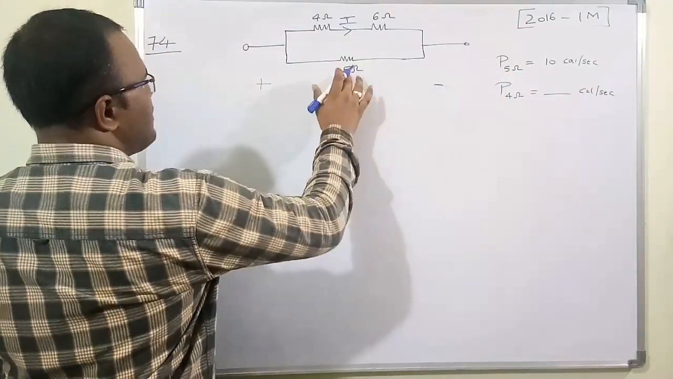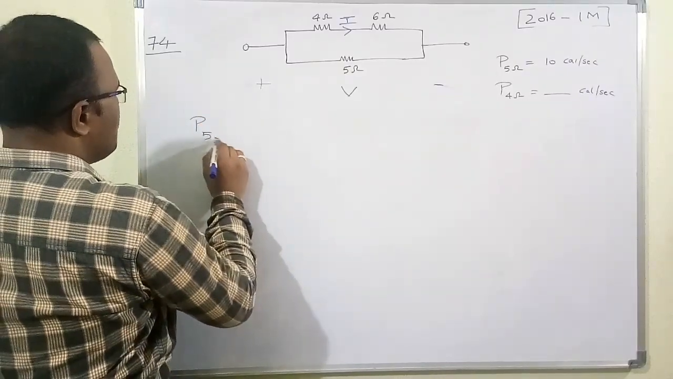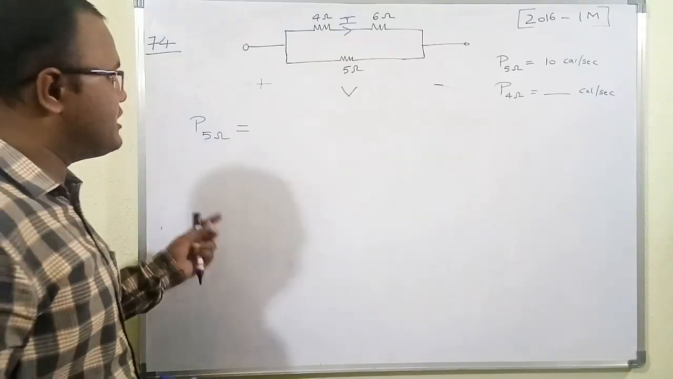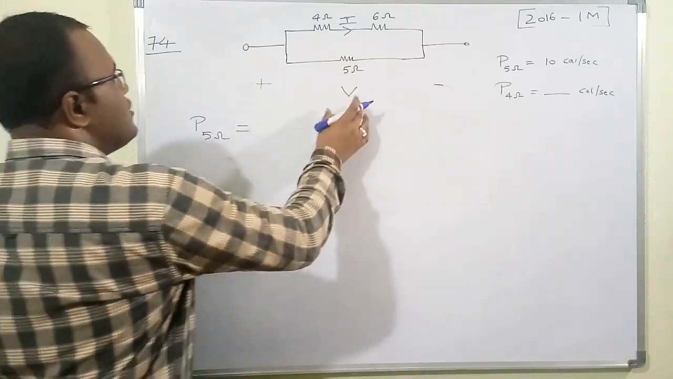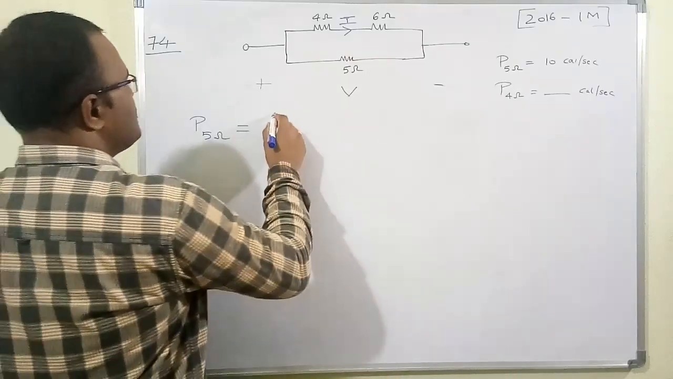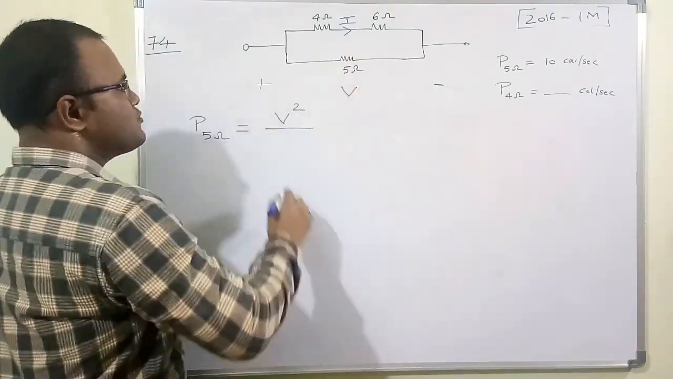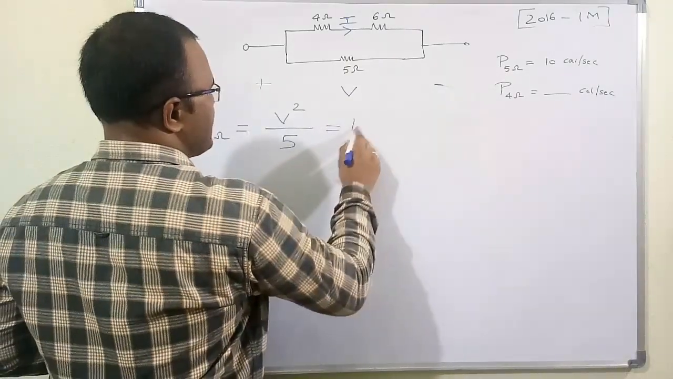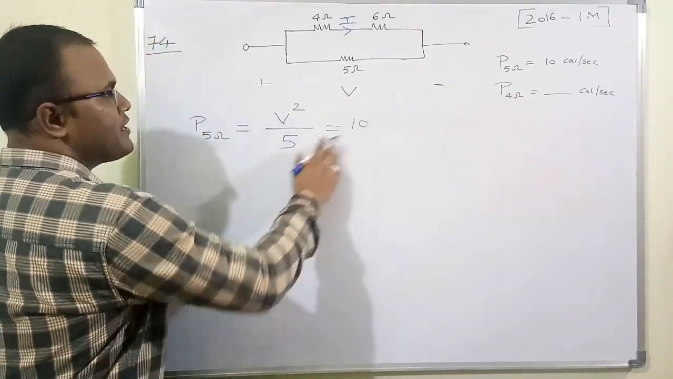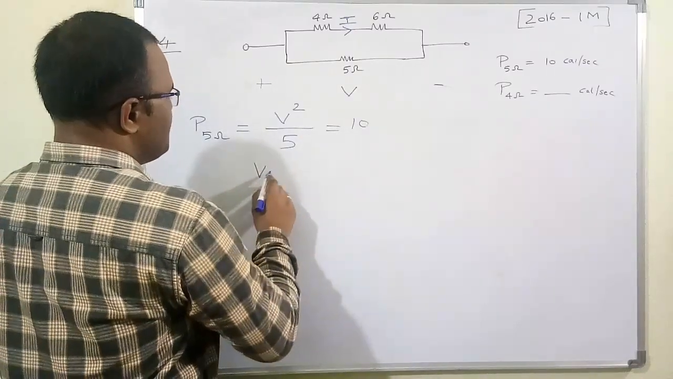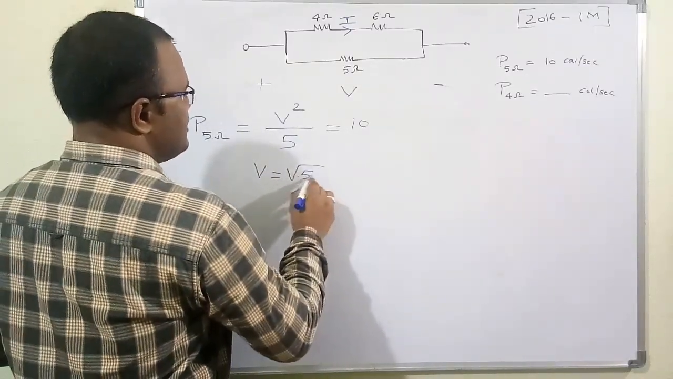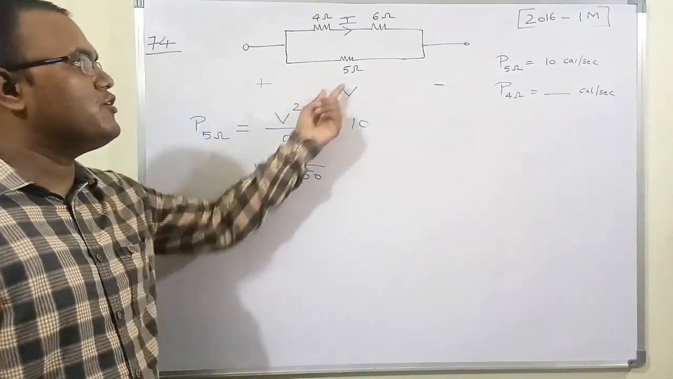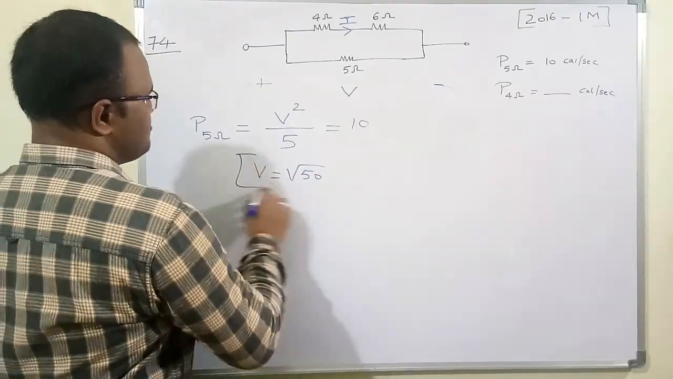So the power absorbed by the 5 ohm is equal to V square by R. I am trying to use the equation V square by R, where V is the voltage across the 5 ohm and R is the resistance, which is 5. Power across 5 ohm is already given, which is 10 calories per second. So V square by 5 is equal to 50. So we need V. V is equal to root over 50. So the voltage across the 5 ohm resistor is root 50 volts.